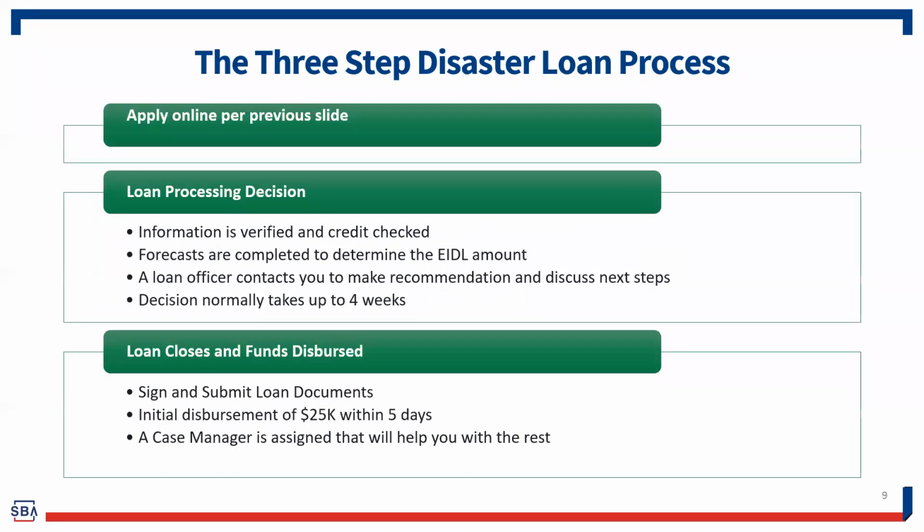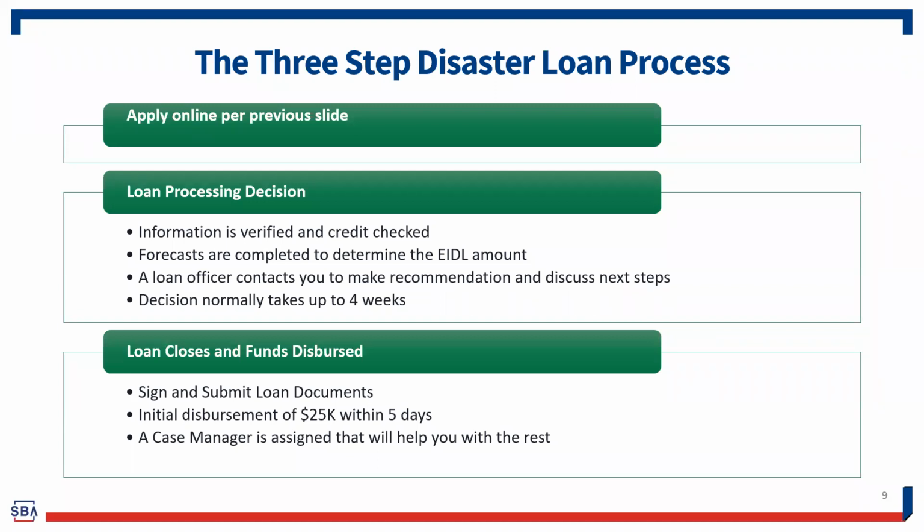So the general 3-step process, you do that application we just talked about, then it goes to an SBA loan analyst. They're going to look at your information, check your credit, double check some of those forecasts that I talked about, and then they'll contact you to discuss next steps. Generally, under normal circumstances, they want to be able to get your application in their hands within a week and get to the point of the final step within 4 weeks. So closing the loan and disbursing it. At that point, you will have agreed with them on some loan that you want, sign it, submit it back to them, and then your first disbursement of $25,000 would be within 5 days.